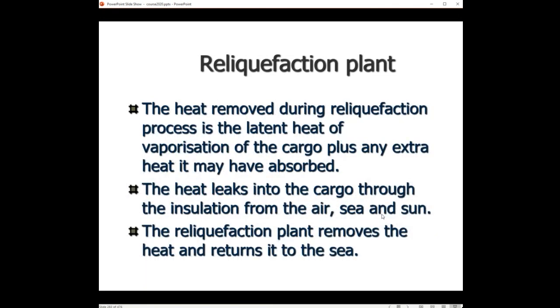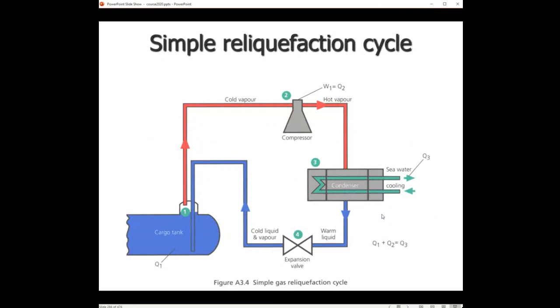All right. I will start with a very simple circuit. And the further we advance, the more elements I will add to this system. And then finally, we will come to a complete working reliquefaction system. As you see, what you see here is simply your refrigerator at home.